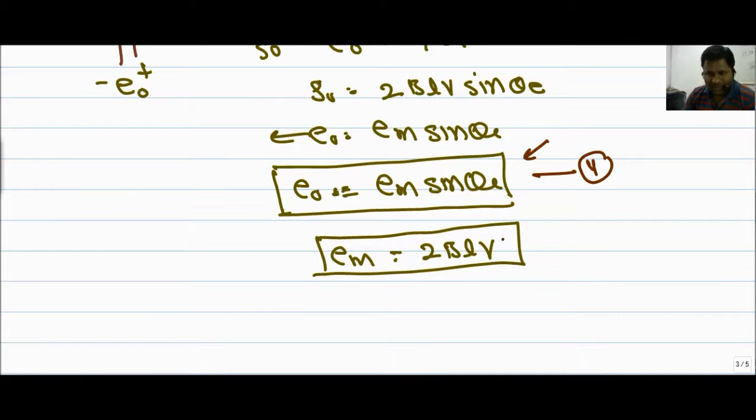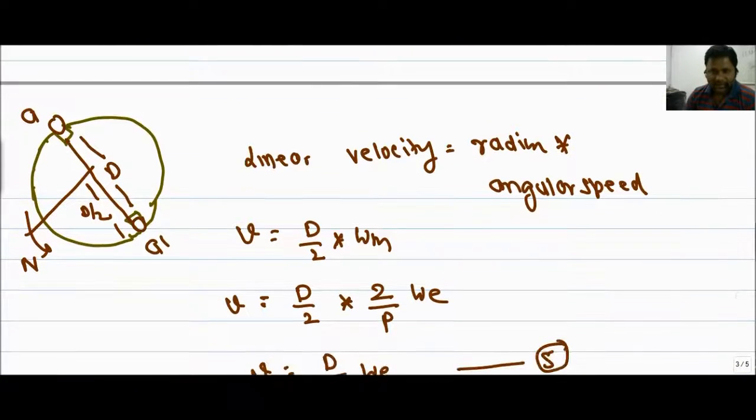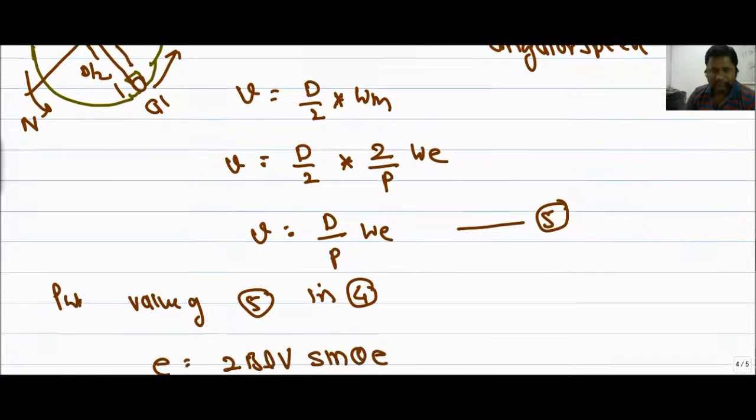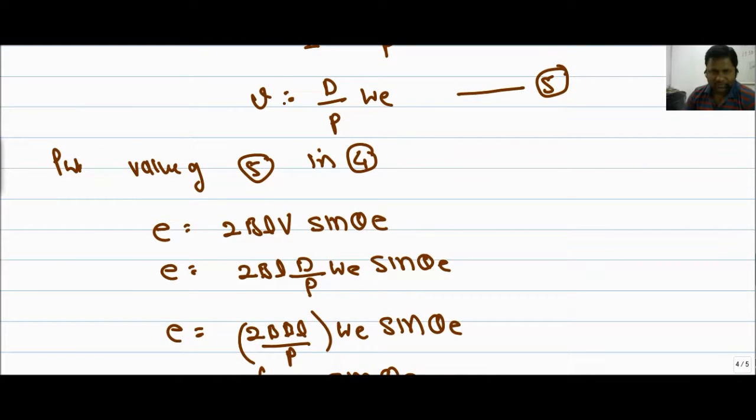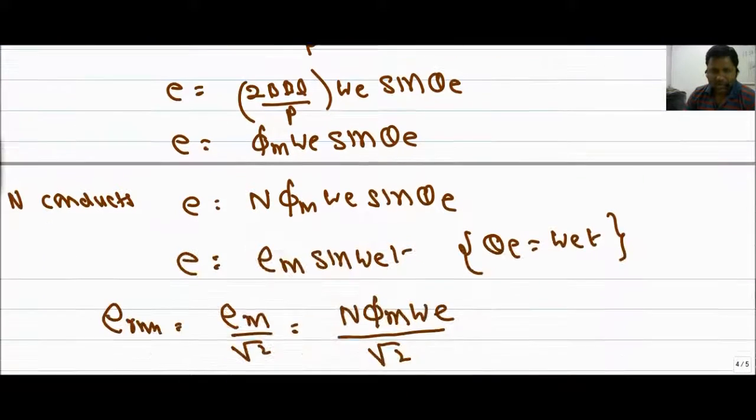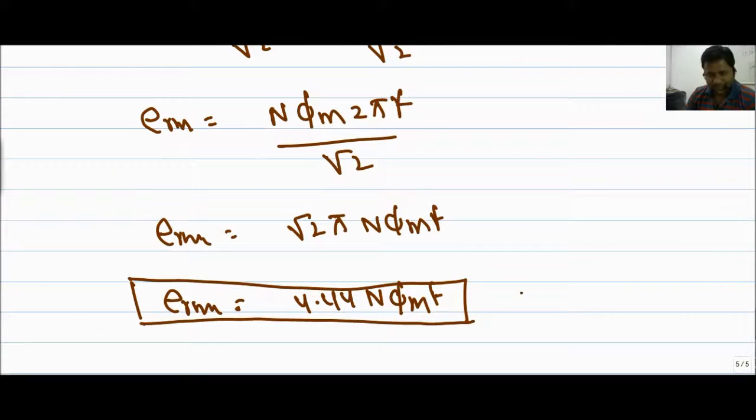If we change this linear velocity into angular velocity, we can use this relation where the conductor experiences velocity in this fashion. Then we get D by 2 into omega e, and it can be converted to the electrical angle. Just put this value in this expression and you calculate the required induced EMF. So this is the alternative way to derive the expression of the induced EMF when the rotating coil is placed in a constant magnetic field.